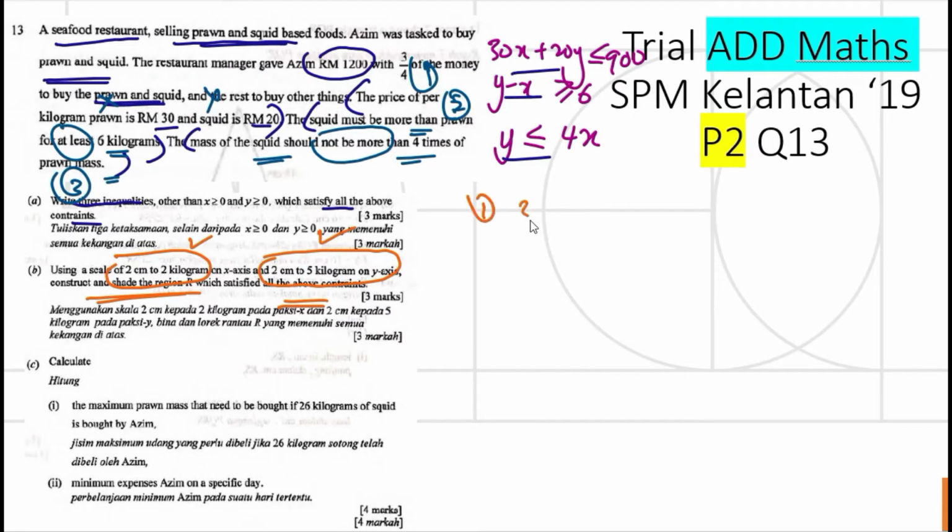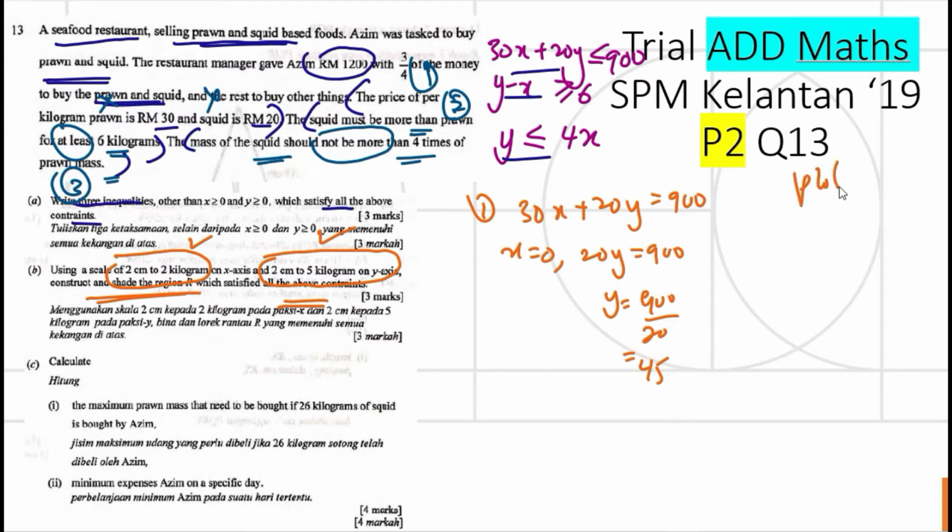So for the first line, we see 30x plus 20y is equal to 900. So when x is equal to 0, 20y is equal to 900 and y is equal to 900 divided by 20, which is equal to 45. But you see before, when we plot, x should be lower than 20 and y should be lower than 40. So make it within this range. This one is quite large, so get a smaller value.